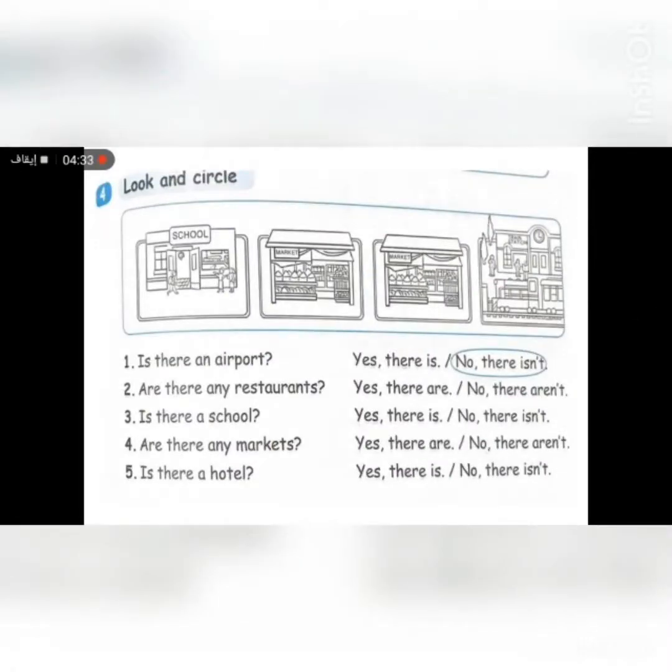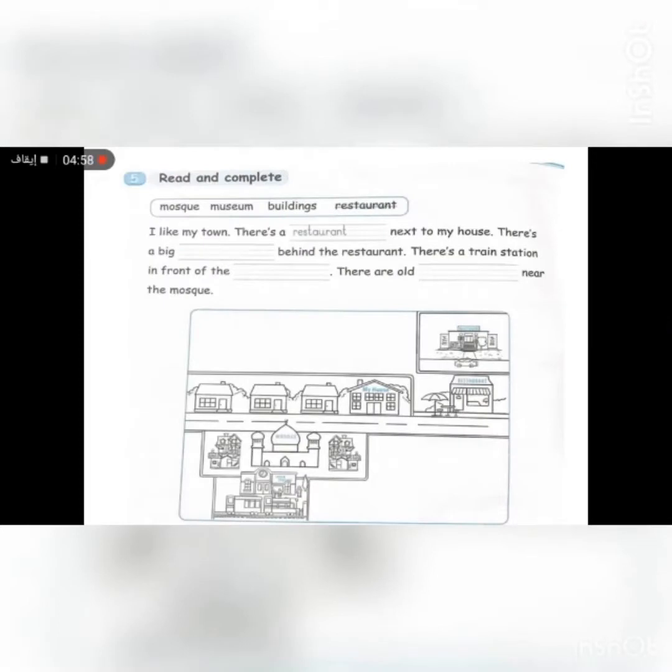Look and circle. Is there an airport? Yes, there is, or no, there isn't. No, there isn't. Are there any restaurants? No, there aren't. Is there a school? Yes, there is. Are there any markets? Yes, there are. Is there a hotel? No, there isn't.